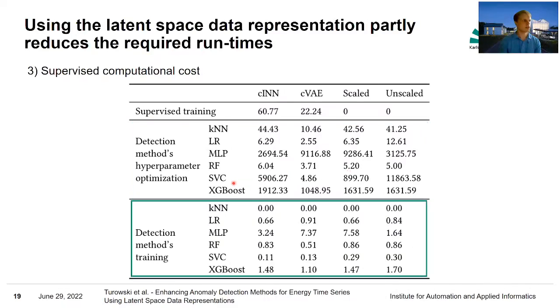When looking at the detection method's training runtime that is required, we have a similar impression. That is that the training time depends on the data representation. For some methods, it's the same across all data representations, and for others it differs. So the latent space data representation can be quicker, but can also take longer in some cases. So let's move on to the unsupervised detection methods.